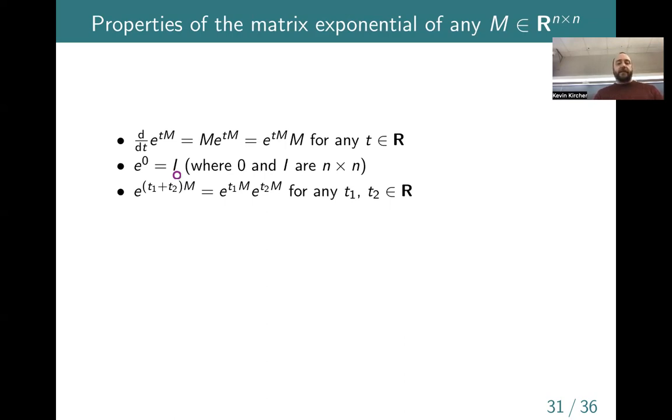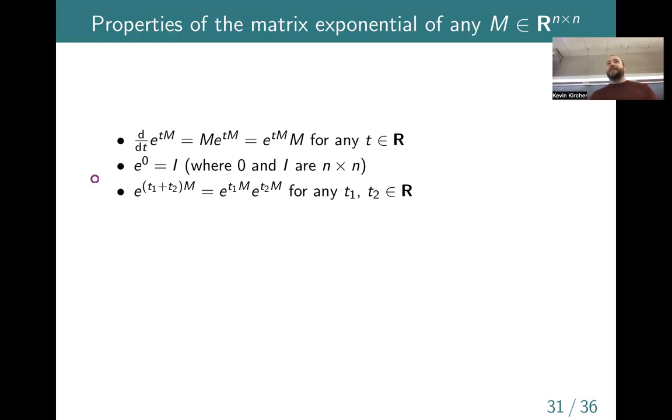e to the 0 is equal to the identity, it turns out. That's pretty straightforward to see from the definition. This equation is hiding a lot of potential ambiguity. Here 0 is not a scalar. 0 is an n by n matrix where every entry is a 0. And I is an identity matrix, so it's 0 everywhere except for the main diagonal, where it has 1s. Then if you have two scalars, t1 and t2, e to the (t1 plus t2)M gives you e to the t1M times e to the t2M. Again, this looks just like the rule for the scalar exponential.